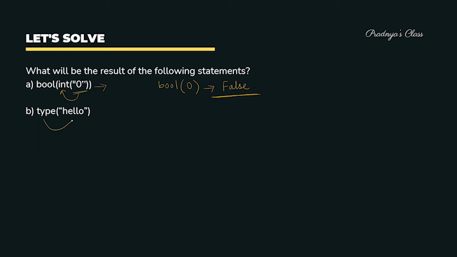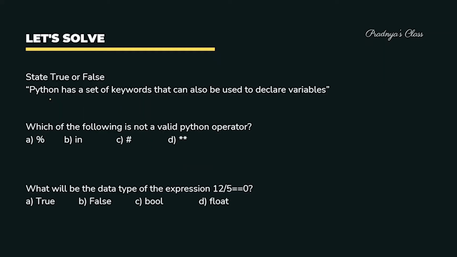Here we are using type function to know the data type of this literal, and from this double quote we can say that it is a string. So we will get answer as string. So the data type of this literal is string. Let's move ahead to the next question.